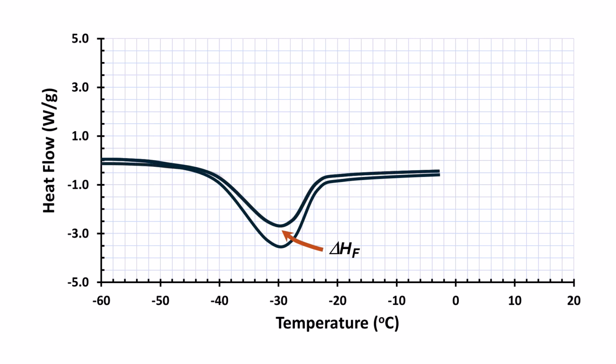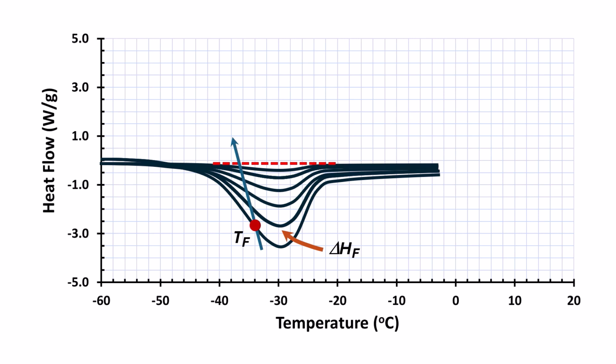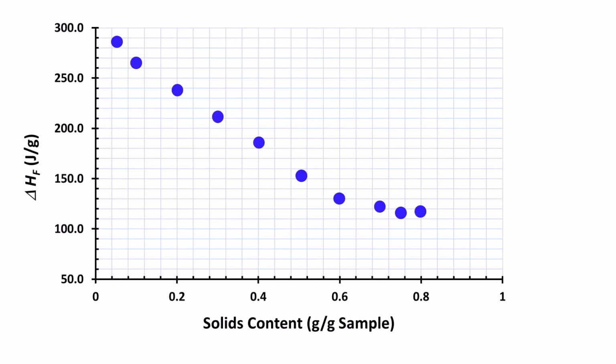If you dry the sample at different low moisture levels, then at some point it would be difficult to observe the ice melting endothermic peak. Since there will be no freezable water available in the sample, this indicates the end of freezable water in the sample. The freezing point decreases with the increase of solids content.